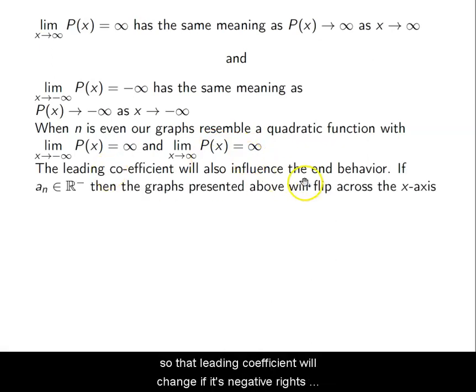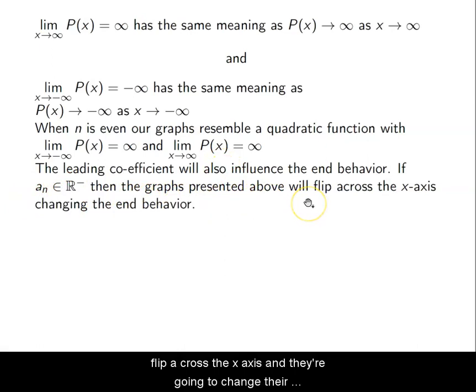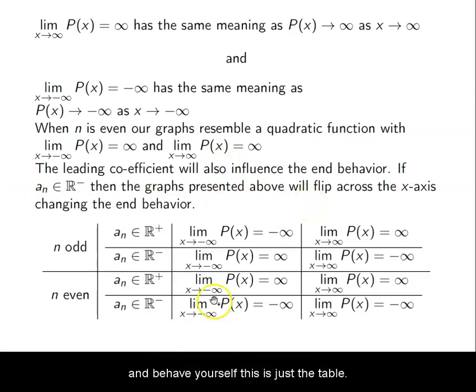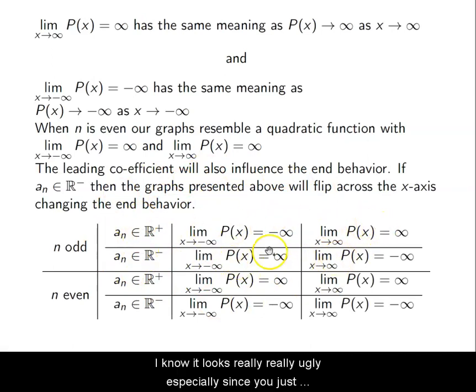So that leading coefficient will change things if it's negative. Again, remember, R means all real numbers. Negative here means only the negative real numbers. So if a_n is negative, then the graphs presented above are going to flip across the x-axis and change their end behavior. So this is just a table. I know it looks really ugly, especially since you just learned this notation, okay?